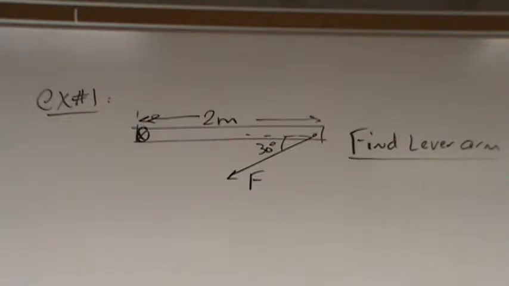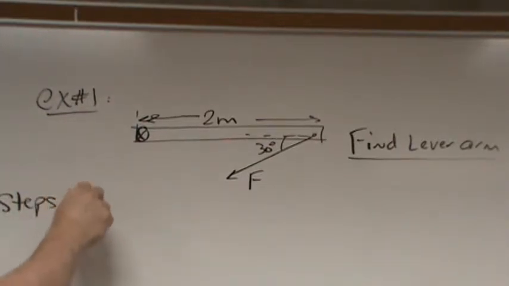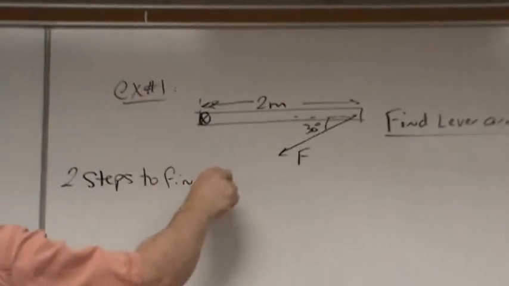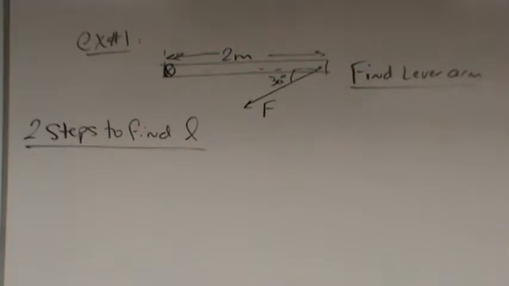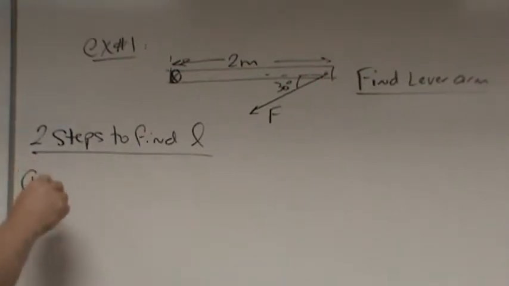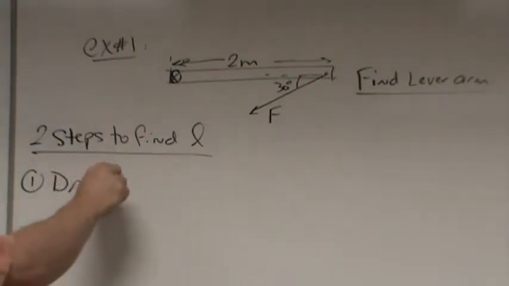There's a 2-step process to finding the lever arm. 2 steps to finding L. Step 1 is to draw the line of action.